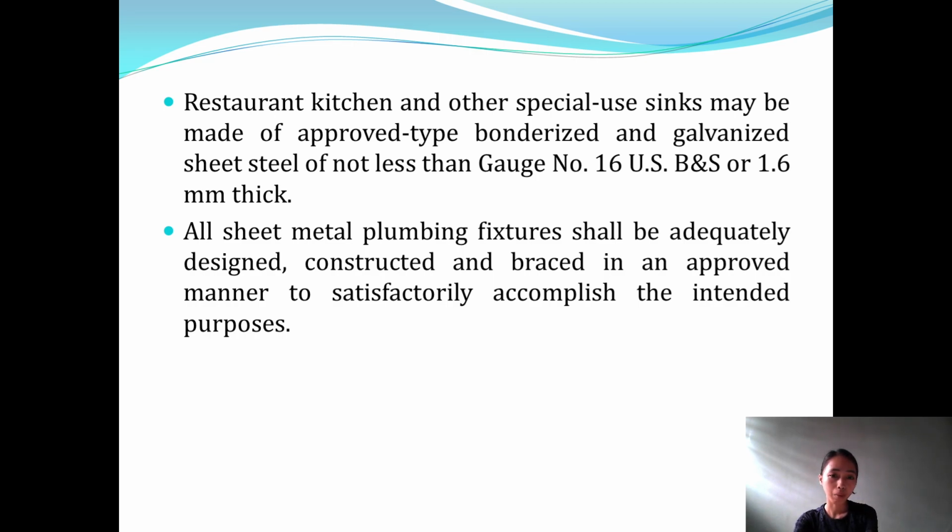All sheet metal plumbing fixtures shall be adequately designed, constructed, and braced in an approved manner to satisfactorily accomplish the intended purposes. Sanitary fixtures should be durable, smooth, and impermeable to water. There should be no hidden surfaces that can become fouled or polluted. Both internal and exposed outside surfaces should be accessible for cleaning.